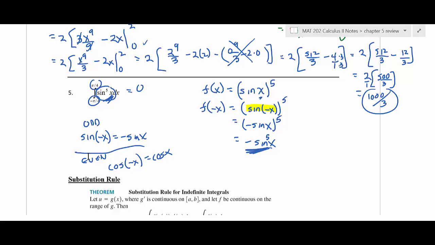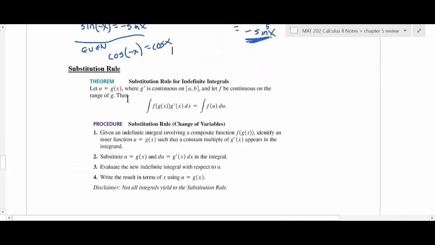Yes? So if it was like sine to the 4th, would it be even? Yes. Yeah, see, that's why you have to be careful about that. Even though the sine itself is an odd function, it's the power that made the difference. Okay, that's the idea. So you have to be cautious on that.